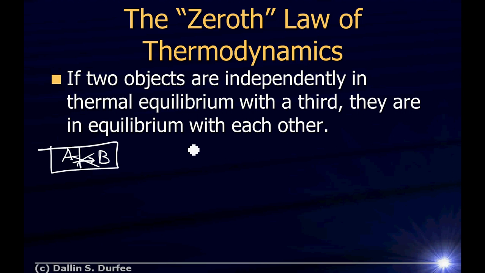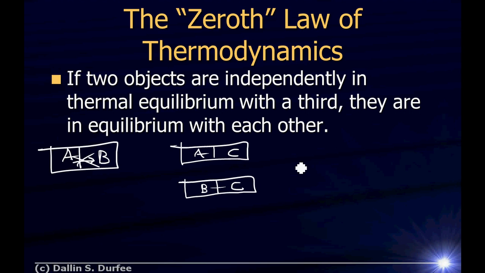Now, the zeroth law says that if I have some object A in thermodynamic equilibrium with object C, in other words, I put them together and no heat flows between them, and I have some other object B, which is also in equilibrium with C, which means if I put B and C together, no heat flows between them, then A and B are in equilibrium with each other. In other words, if I put A and B together, no heat will flow between them. We use this quantity, temperature, to tell us whether things are in thermodynamic equilibrium.